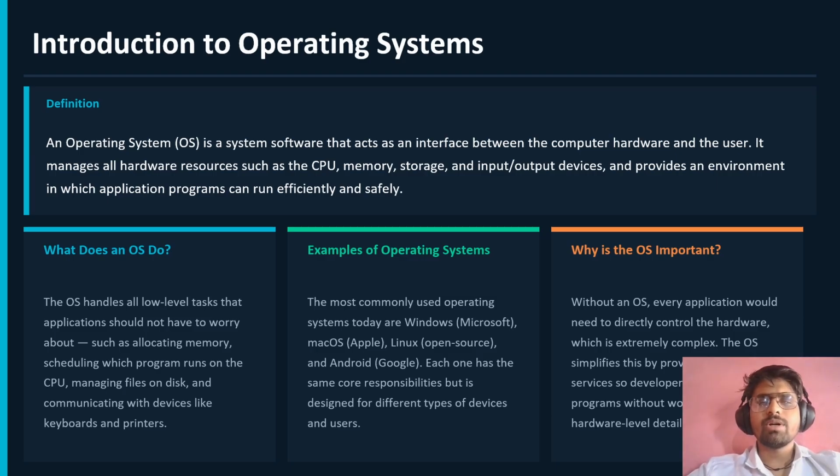Examples of operating systems: the most commonly used operating systems today are Windows, Mac OS, and Android. Each one has the same core responsibility but is designed for different types of devices and users.